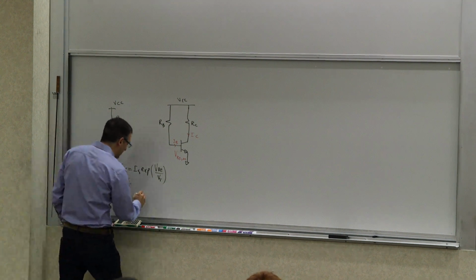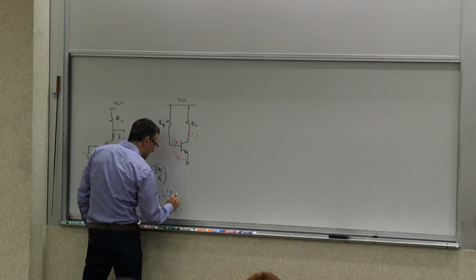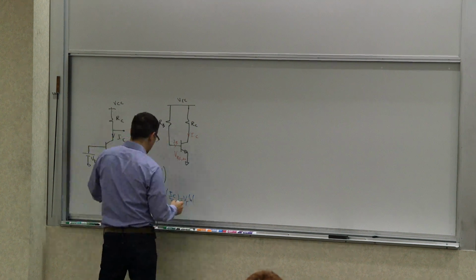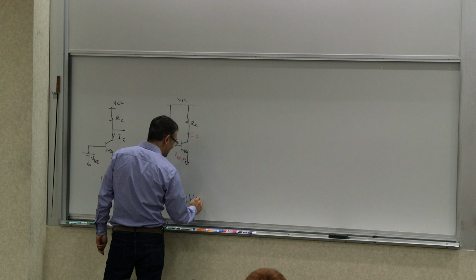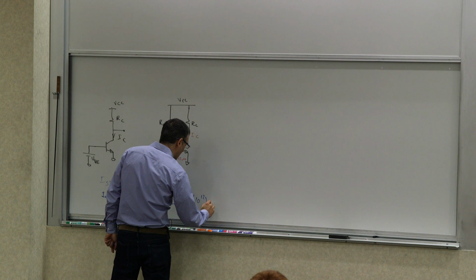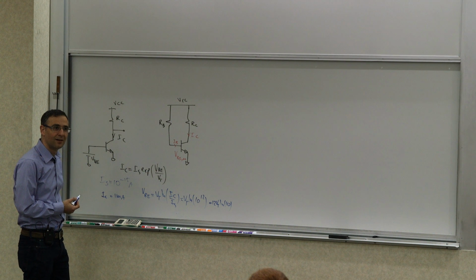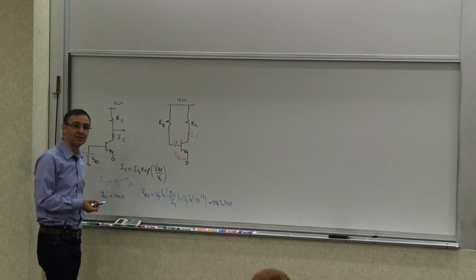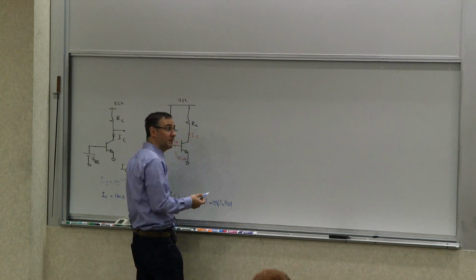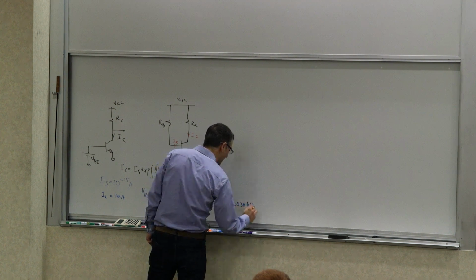What is VBE? Well, VBE is going to be VT natural log of IC over IS, which is going to be VT natural log of 10 to the minus 3 divided by 10 to the 15, so that's 10 to the 12. Which is basically 12 VT natural log of 10. And VT is 25 millivolts, right? So that's basically 250 plus another 50, so that's roughly 300 millivolts, 0.3 volts times natural log of 10.